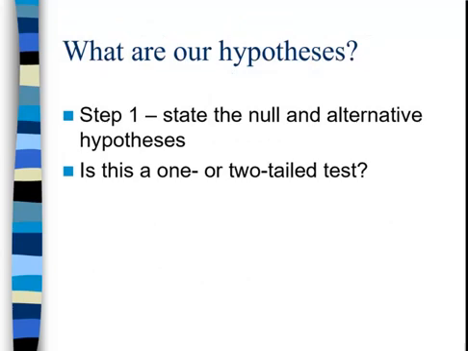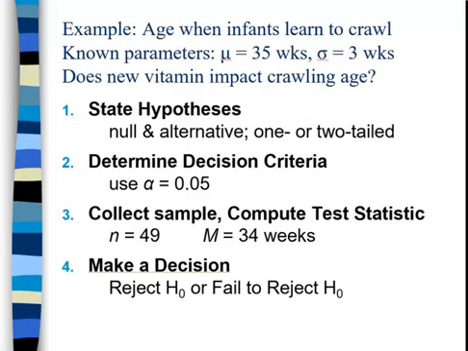Okay. So we want to state the null and the alternative hypothesis. Is this a 1 or a 2-tailed test? Well, it says, does the new vitamin impact crawling age? Hopefully you noticed that there was no directional prediction here. Again, it's just asking whether or not it impacts crawling age. It could improve crawling age, or maybe in some ways it could impair crawling age. Who knows, right? There is no a priori prediction. So that means that this is a two-tailed test.